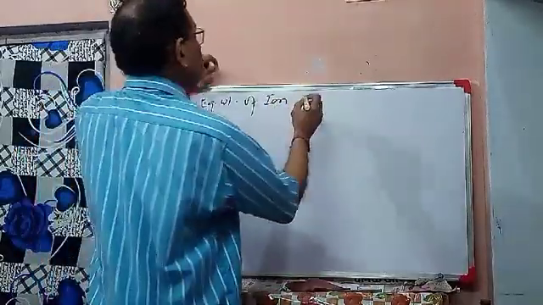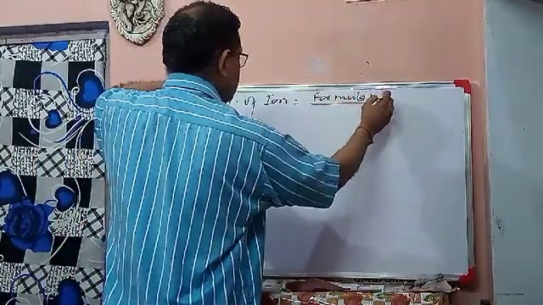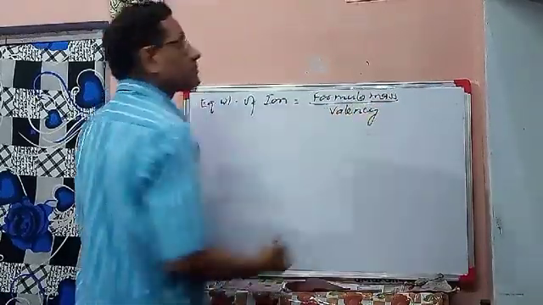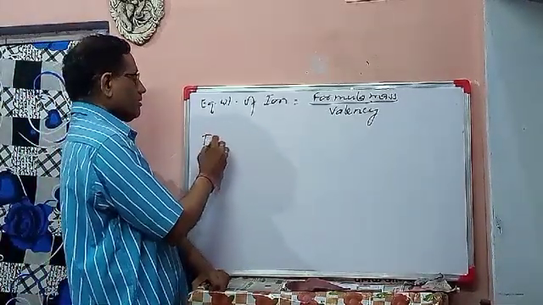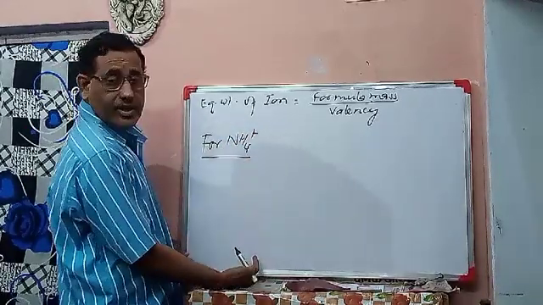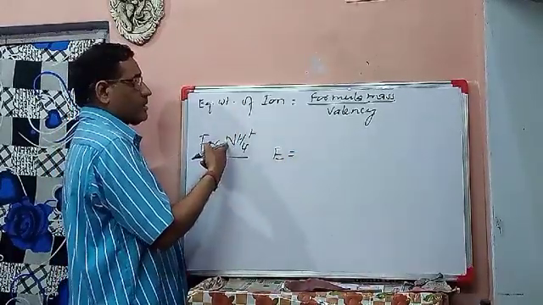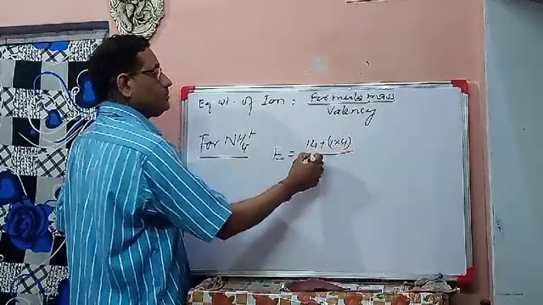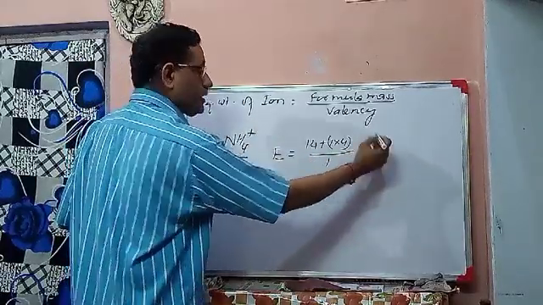What is the formula? How do you calculate it? Its formula mass upon its valency. Clear? For example, for ammonium ion, what will be the equivalent weight? First you find the formula mass: for nitrogen 14, for hydrogen 1 into 4, upon valency, which is 1 only, plus 1, so divide by 1, it comes 18.